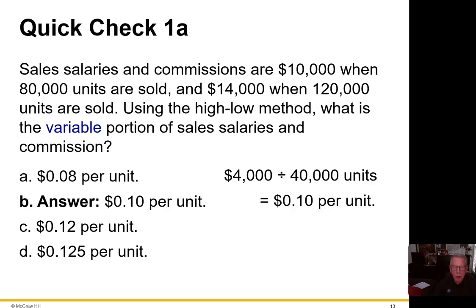Okay, what we're going to do here is take the $4,000 difference between $14,000 and $10,000 and divide that by the 40,000 unit difference between 120,000 units and 80,000 units. We'll divide that 4,000 by 40,000 units, and that's going to give me 10 cents per unit variable cost.